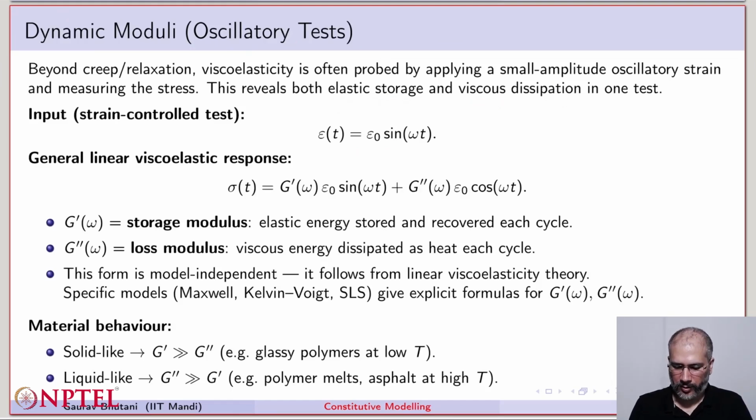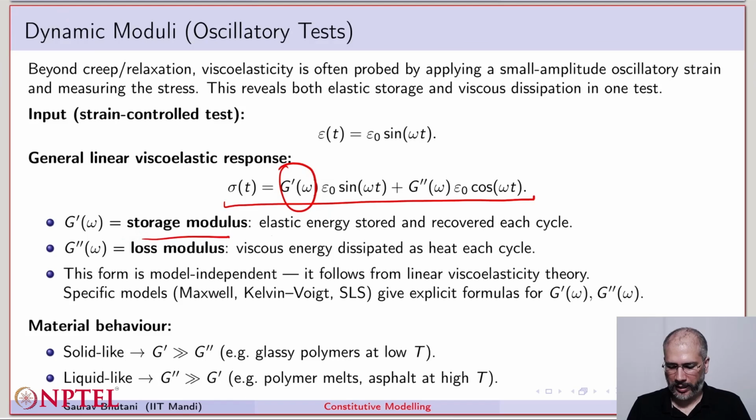So the solution comes out to be like this for sigma, where G prime is called the storage modulus, which helps us understand the elastic behavior, and G double prime is called the loss modulus, which helps us characterize the viscous behavior of the material. We'll not discuss this in a lot of detail because discussion on viscoelasticity can be a full course in itself.